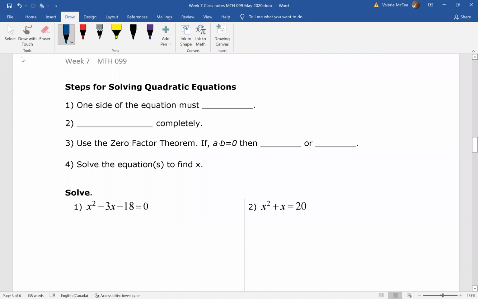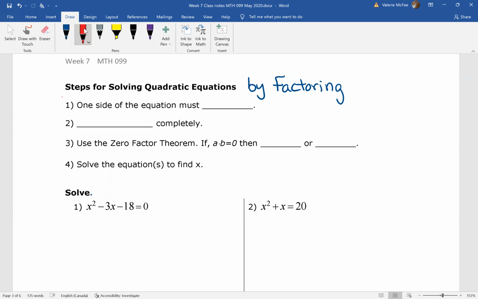So let's talk about some steps for solving quadratic equations. And I want to be clear that right now we're solving quadratic equations by factoring. At the end of the semester, we'll look at some other methods for solving quadratic equations. But right now we want to continue practicing with our factoring, and we're going to use that to solve quadratic equations.